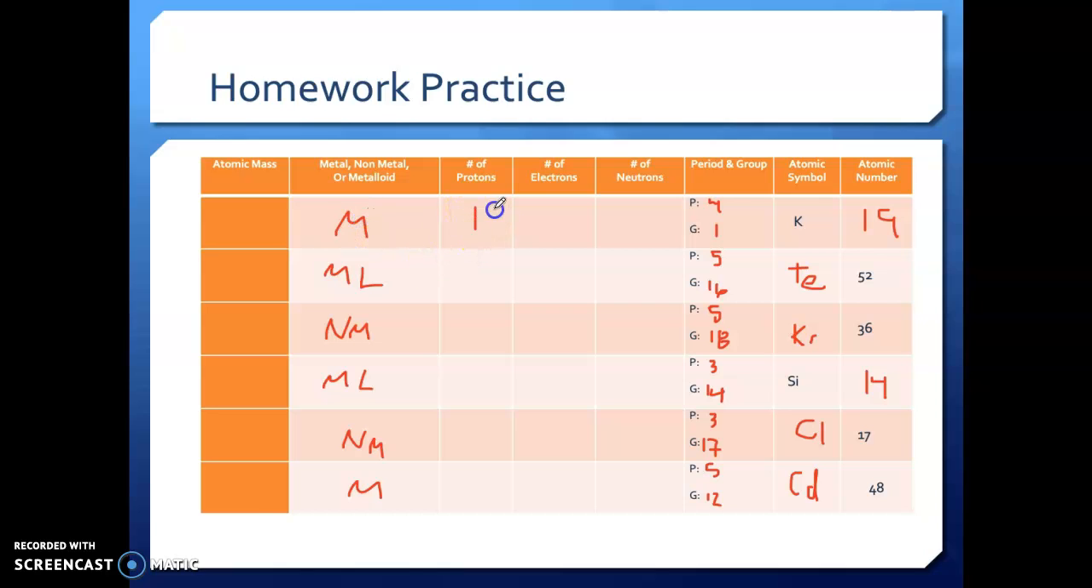Okay, protons: 19, 52, same as atomic number, 36, 14, 17, and 48. And that will be the same for your electrons as well. So all these are going to slide over one box. Neutrons I need to subtract. Okay, so that means I need atomic masses.